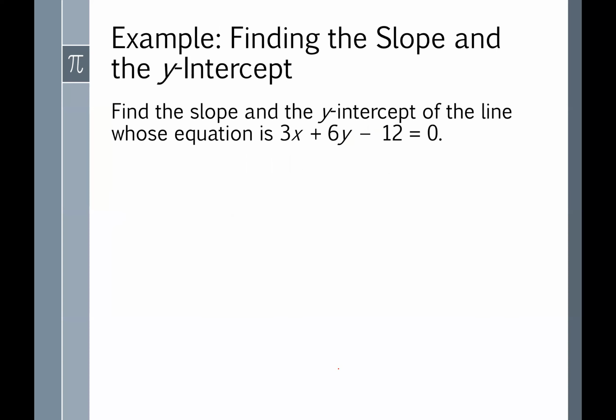Okay, so what's the slope and y-intercept of a line whose equation is? Well, the easiest way for me to figure out what the slope and the y-intercept is to put this in slope-intercept form. If I can get it in slope-intercept form, then I can just look at the equation and determine what the slope and the intercept is. So I need to solve this for y.